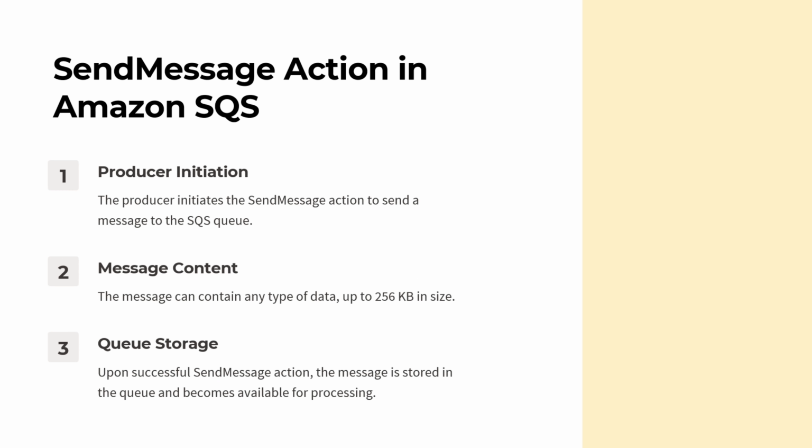Send message action in Amazon SQS. The producer initiates the send message action to send a message to the SQS queue. The message can contain any type of data up to 256 KB in size. Upon successful send message action, the message is stored in the queue and becomes available for processing.